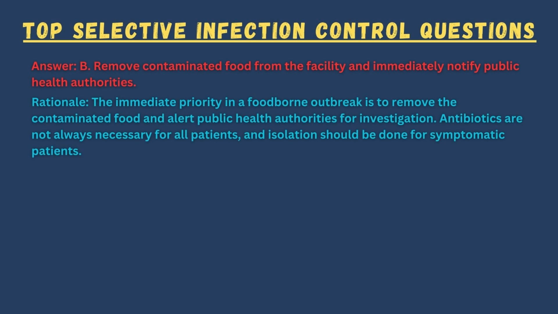Answer: B. Remove contaminated food from the facility and immediately notify public health authorities. Rationale: The immediate priority in a foodborne outbreak is to remove the contaminated food and alert public health authorities for investigation. Antibiotics are not always necessary for all patients, and isolation should be done for symptomatic patients.